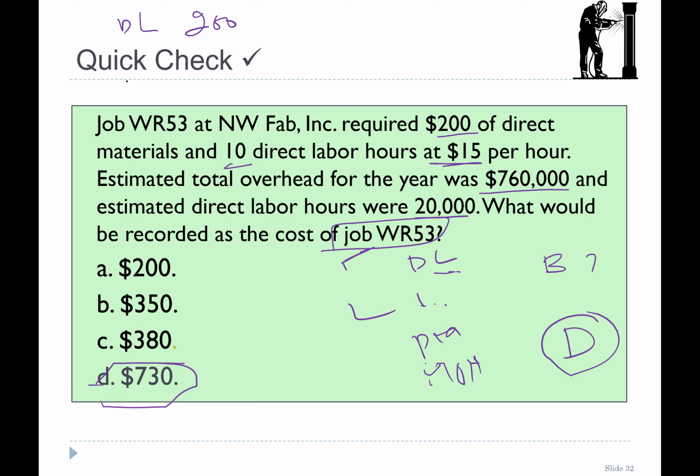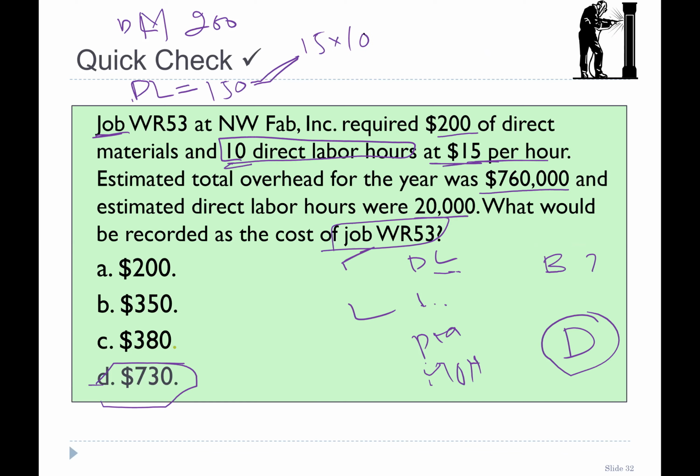So the direct material is 200. Direct labor is 150, 15 multiplied by 10. How did you calculate that? Because you need 10 hours to complete that job, and per labor hour is 15. So 15 multiplied by 10.